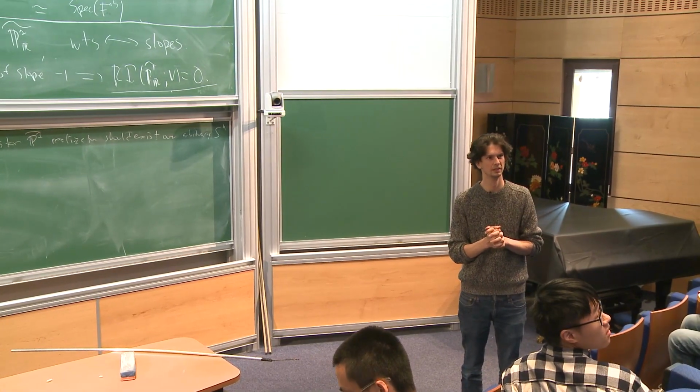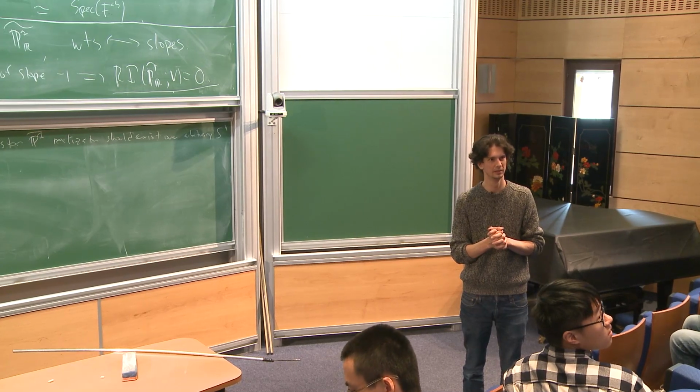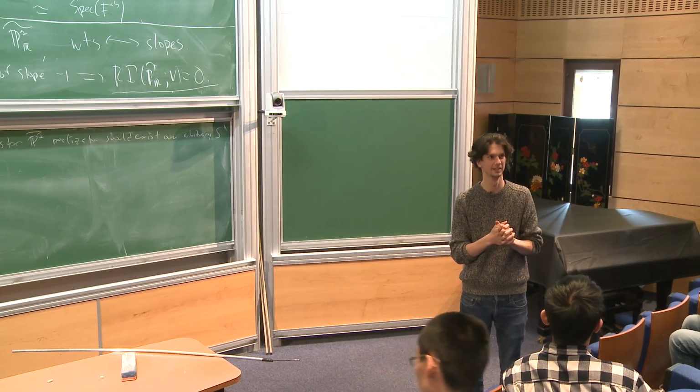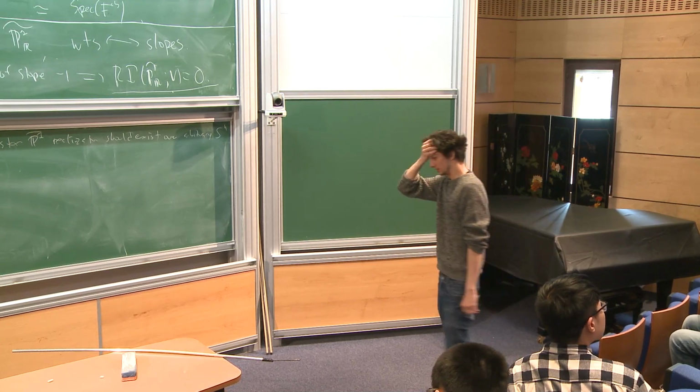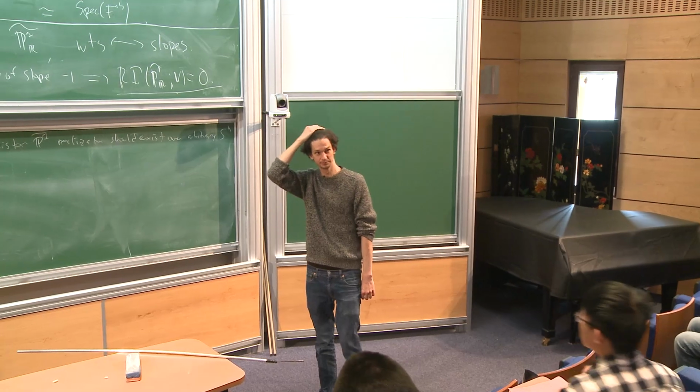Christophe? Yeah, I don't have a precise question, but there is this theorem of Deligne that any Hodge cycle is absolute Hodge. Does abelian variety play any role in your story? No, not that I know.